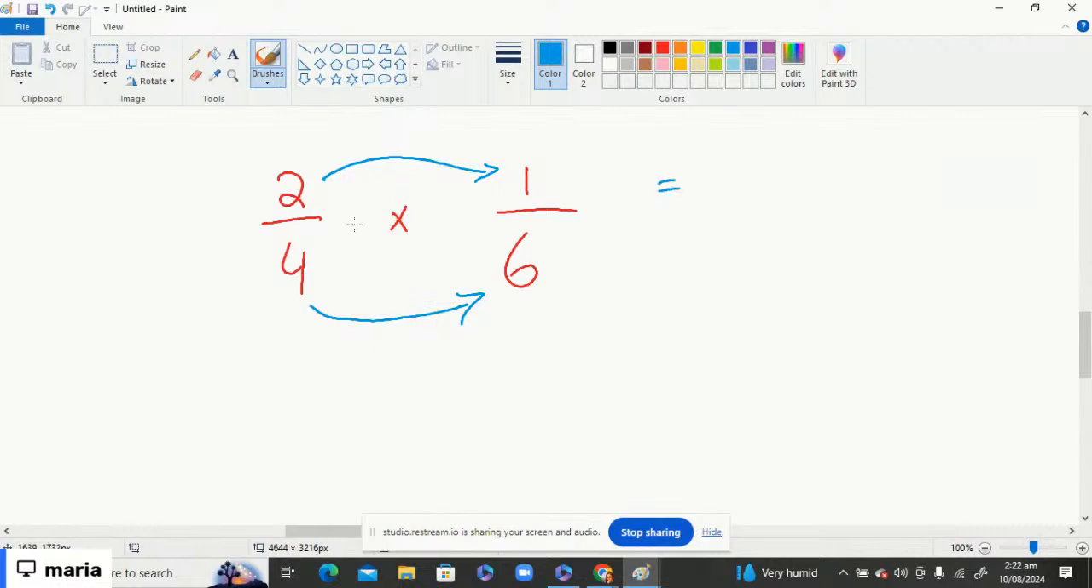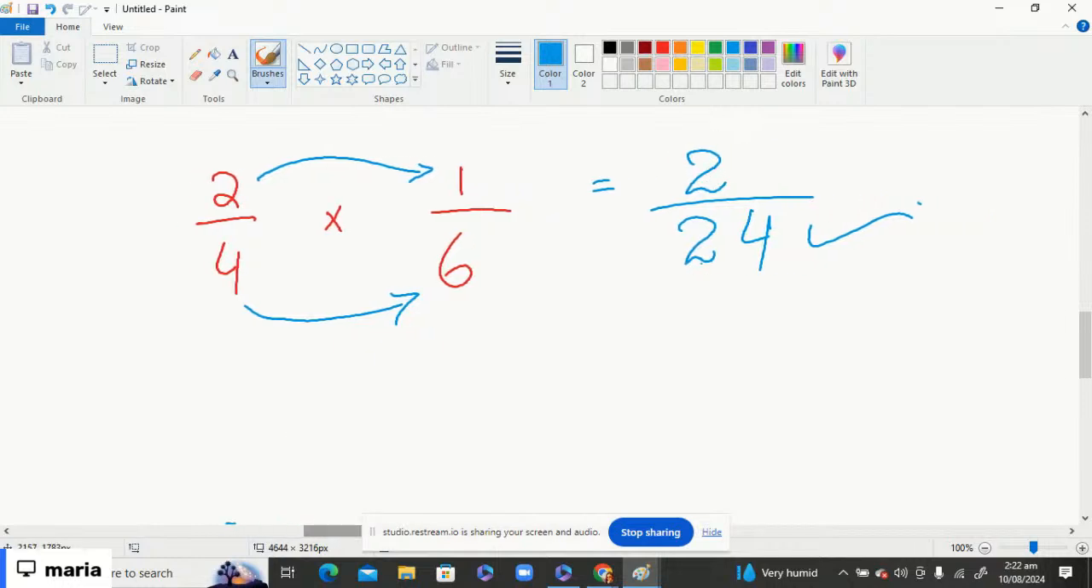Okay. So here 2 times 1 is 2. Here we are going to put 4 times 6, which is 24. All right, this is 2 over 24. And if you want to solve it more, then you are going to divide it more, divide 2 over 24, then you get the answer. But this is the simplification.